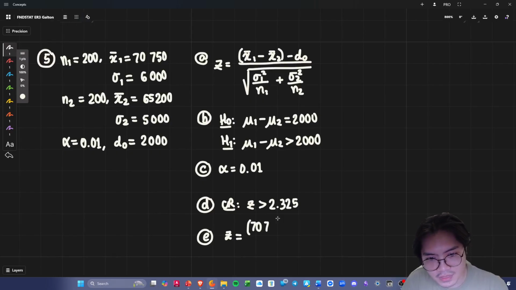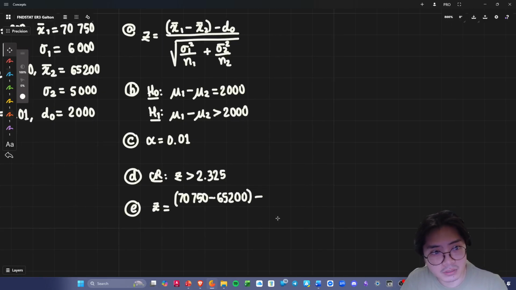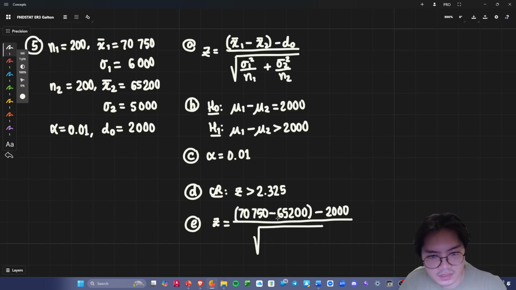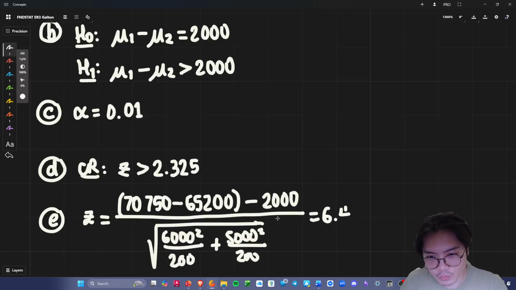Okay. 70,750. 65,000 minus 1,000 all over the square root of 6,000 squared divided by 200 plus 5,000 squared divided by 100. This gives us 6.428, or 6.43.